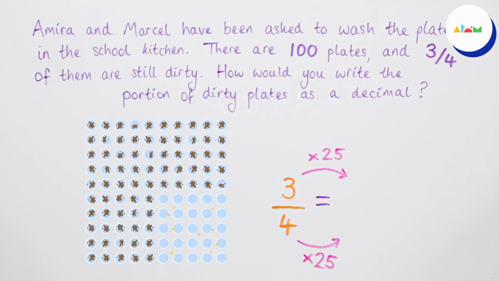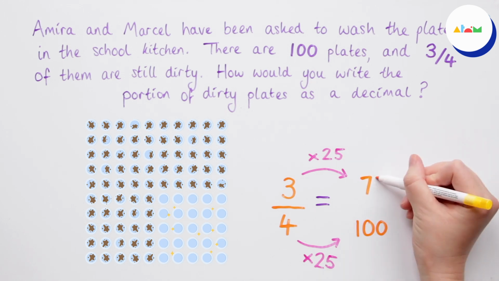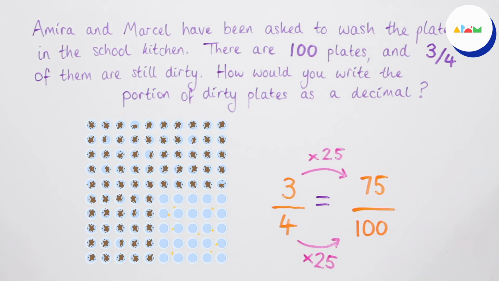4 multiplied by 25 is 100, and 3 multiplied by 25 is 75. 3/4 is therefore equal to 75 hundredths. The decimal equivalent of 75 over 100 is 0.75. If we look at the image, we can see that 75 out of the 100 plates are dirty, which is the same as 3/4. 3/4 is equal to 0.75.